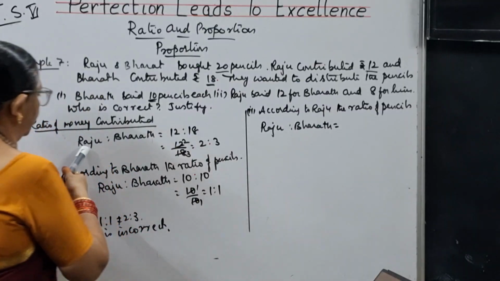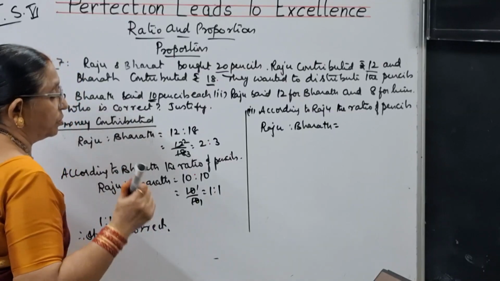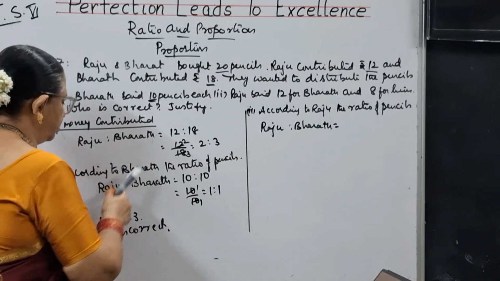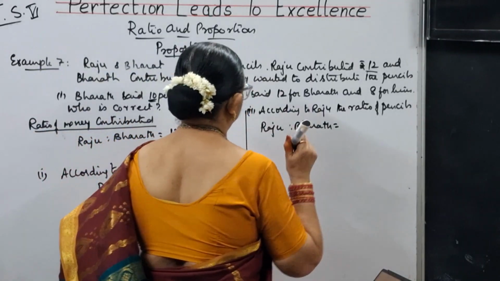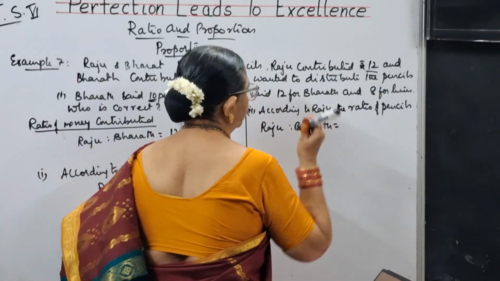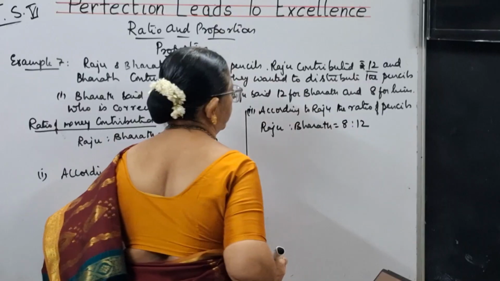First one we have taken Raju is to Bharat. So everything should be in Raju is to Bharat ratio. Don't take it in Bharat is to Raju ratio. So here also I took Raju is to Bharat. Now I have to take Raju is to Bharat. But what they say, Raju said 12 for Bharat and 8 for him. So for Raju 8 is to 12 for Bharat.